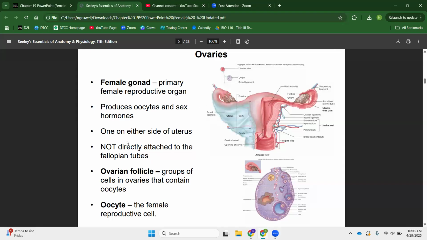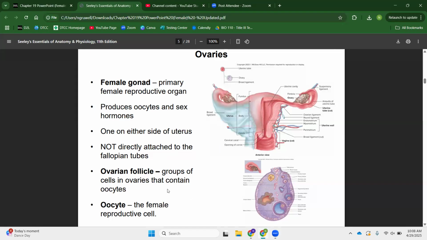And here's a reminder of what I just said a couple slides ago. They do not directly attach to the fallopian tubes. All those ligaments help keep everything in place and in close proximity, so that the fallopian tubes are still able to collect the oocyte released by the ovary.